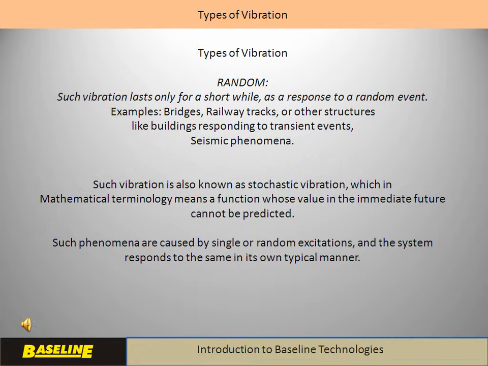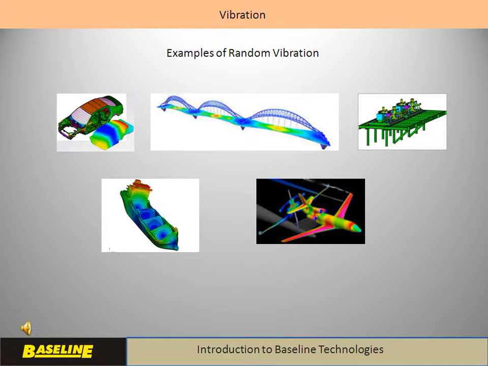Vibration is simply the to and fro movement of a body around its rest position. Vibration can be categorized into two major types: random and periodic. Random vibration lasts only for a short while as a response to a random event. For example, bridges, railway tracks, and other structures like buildings responding to transient events and seismic phenomena. Here are some examples of random vibration, which is also sometimes referred to as stochastic vibration.